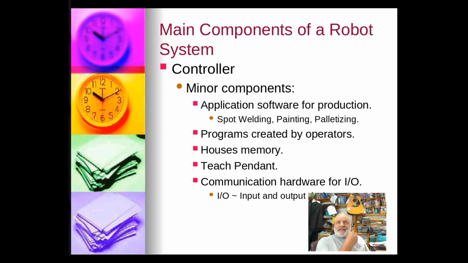Then there's the teach pendant. The teach pendant is actually a separate tool, usually connected by a cable, which the programmer uses to, number one, obviously teach the program. But we can also use the teach pendant to jog or move the robot arm manually when we're doing maintenance or when we're trying to teach a program and we need to tell it to go to this point. So we jog the robot to that point and then tell the program remember that point. And of course, all the communication hardware.